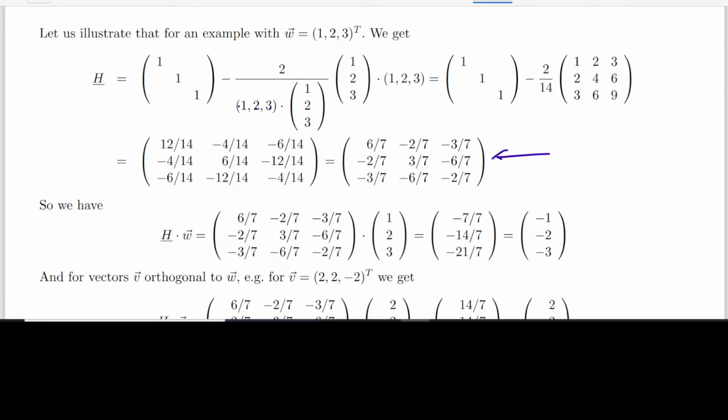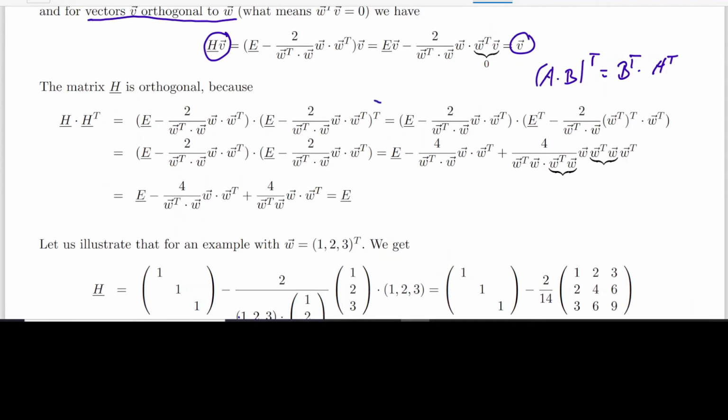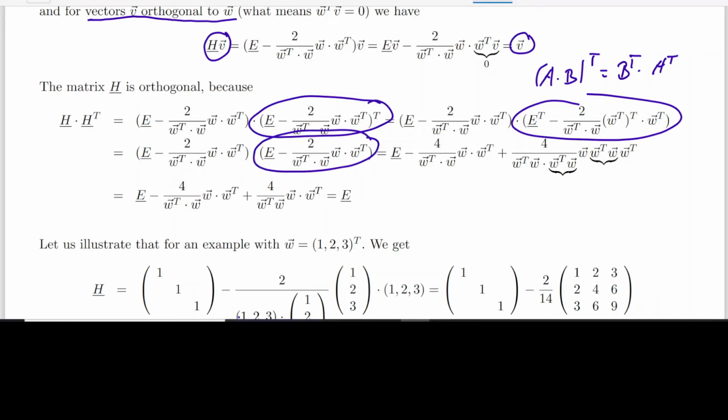Okay, so now we have found our H. What are the properties of H? First, it's a symmetric matrix. These entries are the same, these are the same, and these are the same. So it's indeed symmetric. The reason why it's symmetric, we saw from here, going to here, going to here, and doing so we saw this with the transpose is the same as without the transpose, and so it's symmetric.